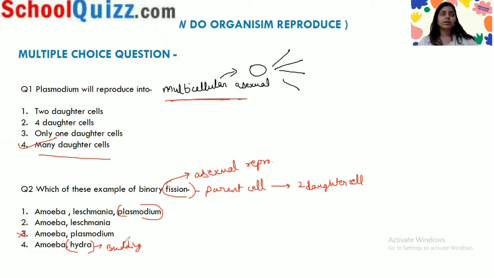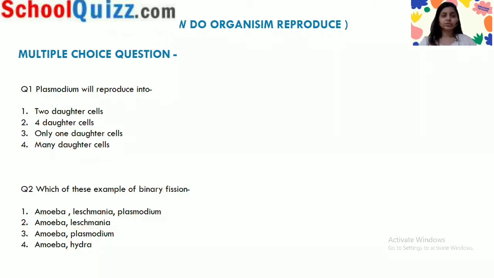Yes, hydra is the example of budding, but amoeba and leishmania is the example of binary fission. Yes, we are right that hydra is the example of budding. Now let's move to another question.